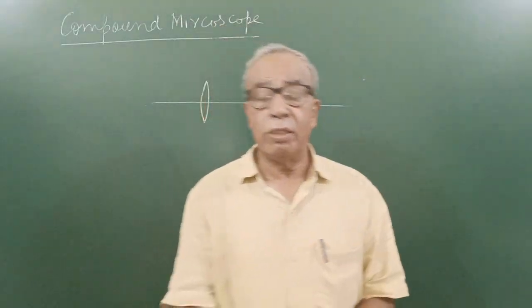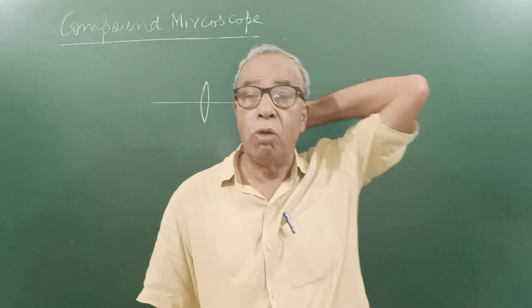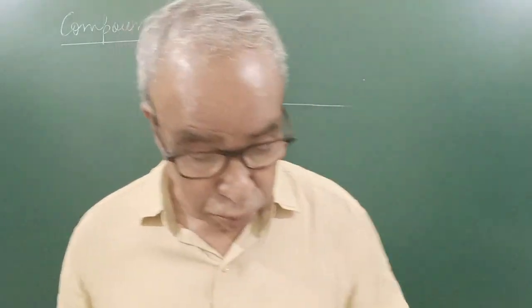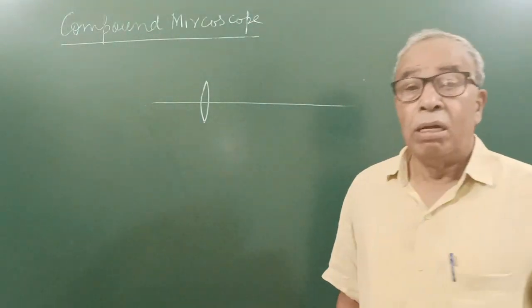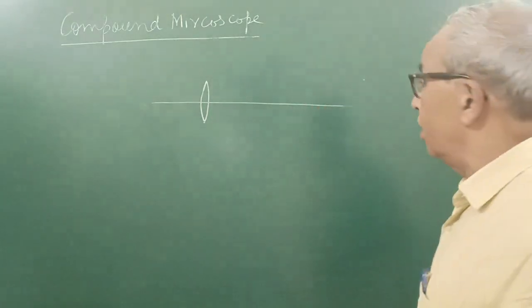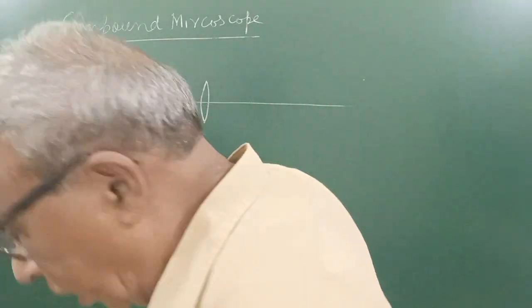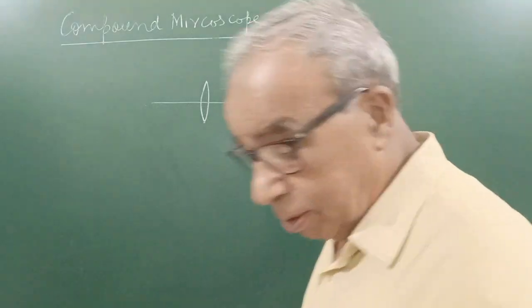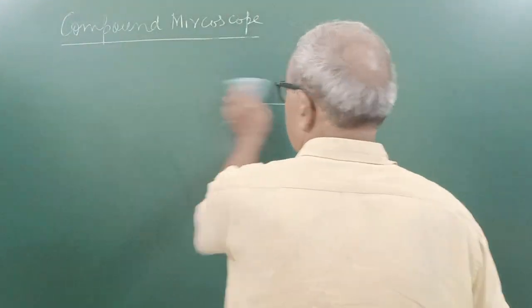Yes, friends, in this video I will be explaining the compound microscope. You have simply read about it in many books. It consists of two lenses, one objective lens and the other an eye lens.